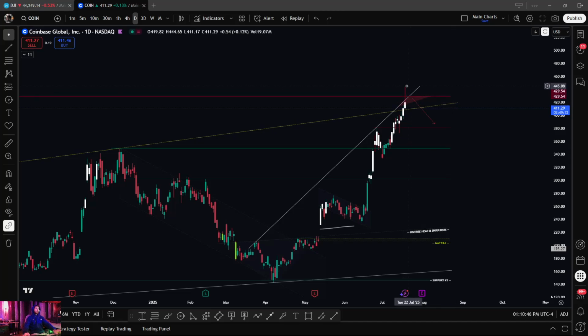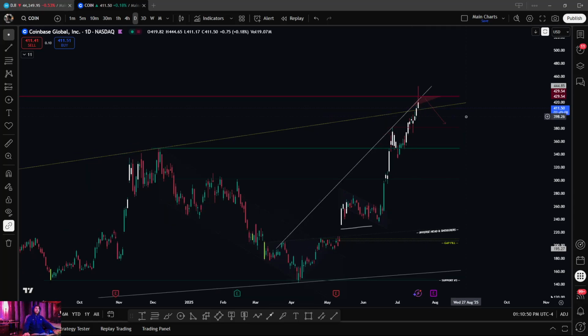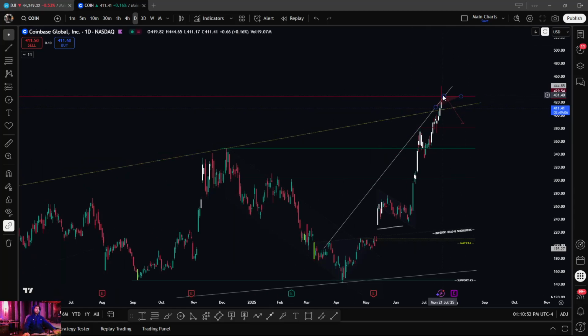Now these two resistance levels converge right here, which tells me that is going to be a really strong level of resistance, a very, very high probability of a pullback right here. And sure enough, look at this candle today. I mean, come on, guys.